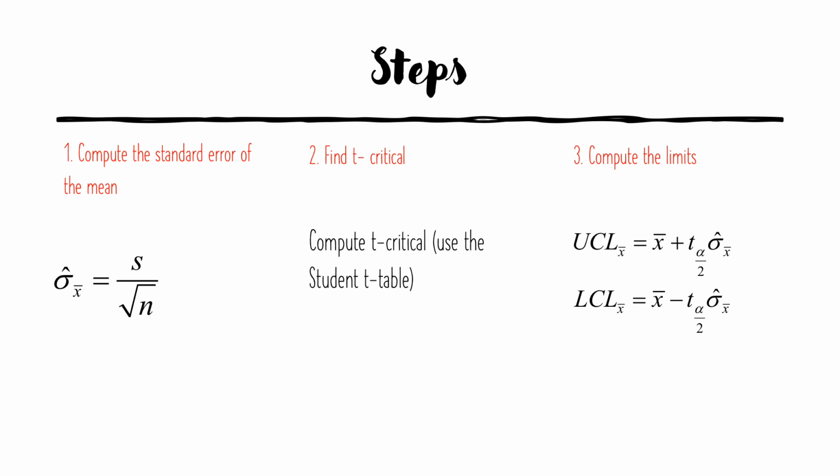Here are 3 simple steps of what to do. Once again, not too different from how we would calculate it if we had known the standard deviation for the population. 1, we're going to compute the standard error of the mean, and this is found by taking our sample standard deviation and dividing it by the square root of n. 2, we're going to find our t-critical score by using the student t table. And 3, we're going to calculate the upper control limit and the lower control limit in a similar way to how we did it with the z-score calculations.